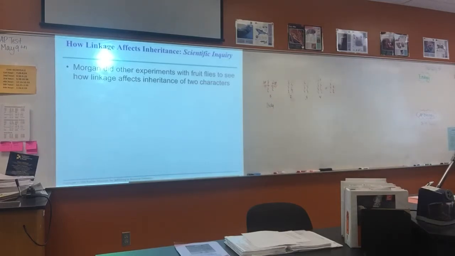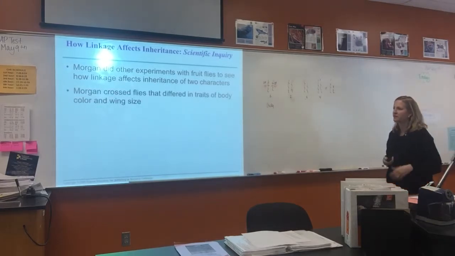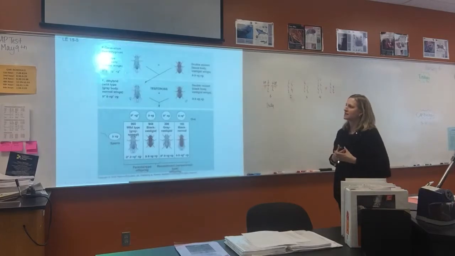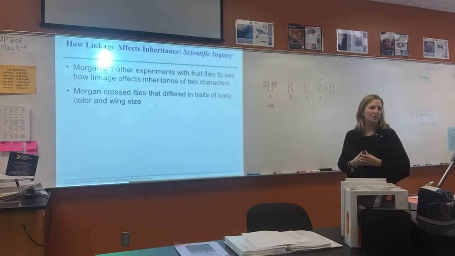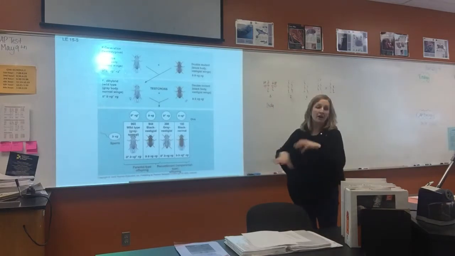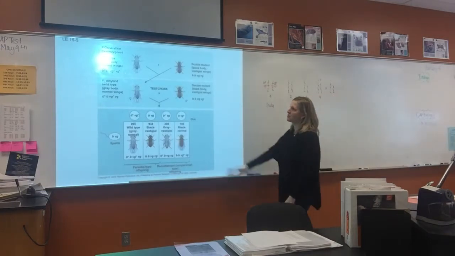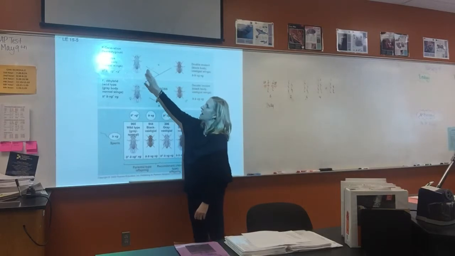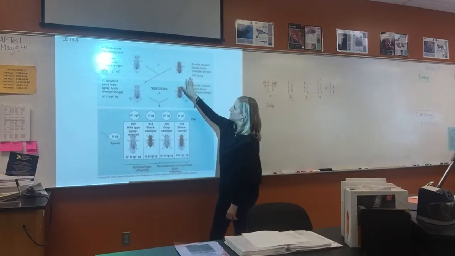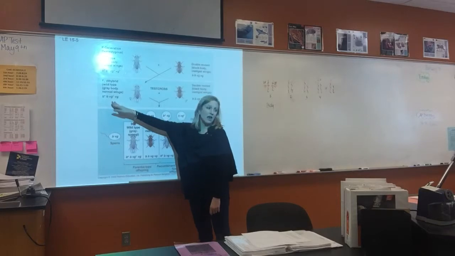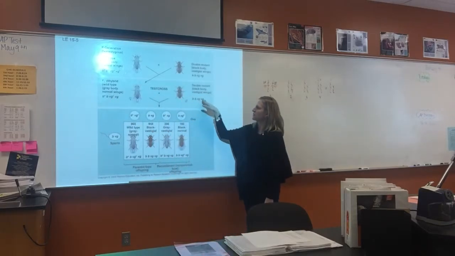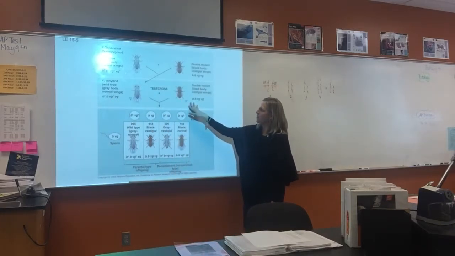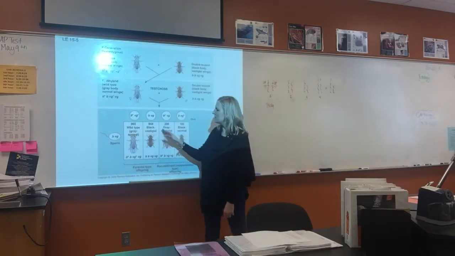So Morgan did these experiments with fruit flies to see how linkage affects inheritance of two characters, like body color and wing length. He crossed flies that differed in traits of body color and wing size. This picture here is what you did on that sheet on your own. Here was the first cross you did: gray, normal with black, vestigial. You got their kids that are all heterozygous. You did a test cross with them. When you did that, you get these 4 phenotypes.